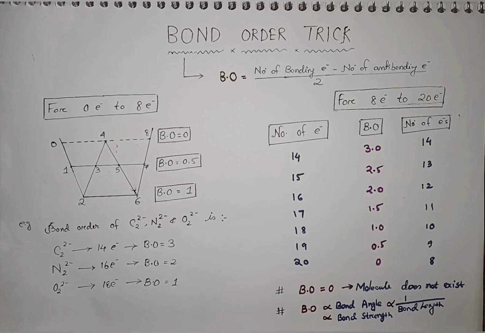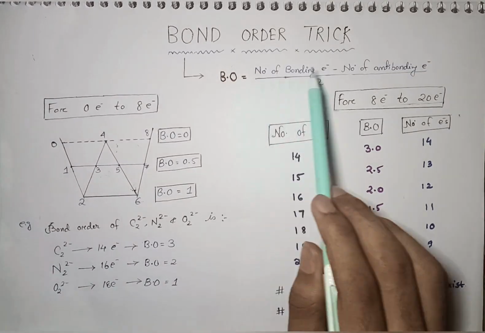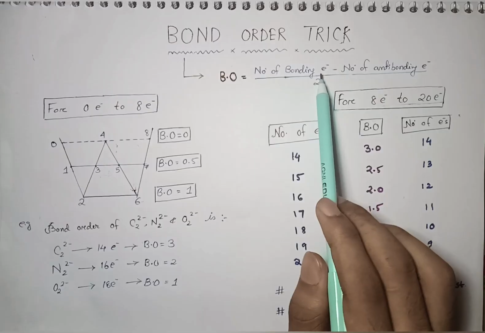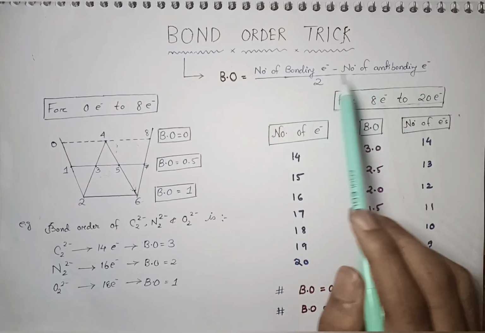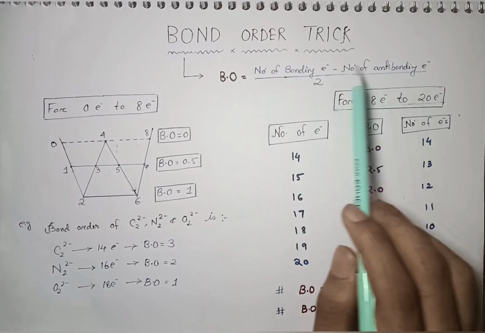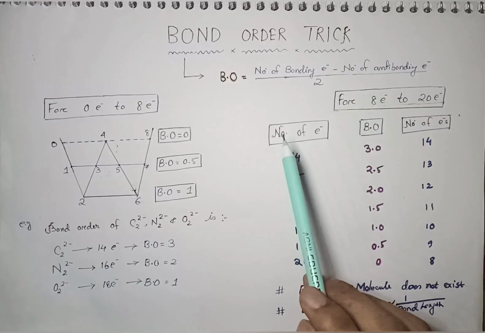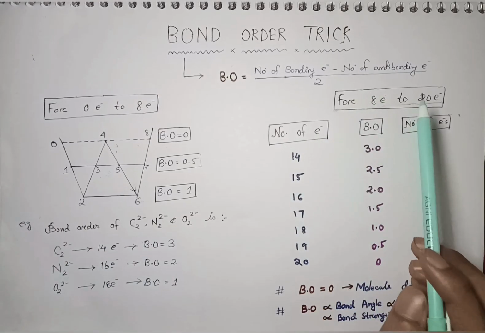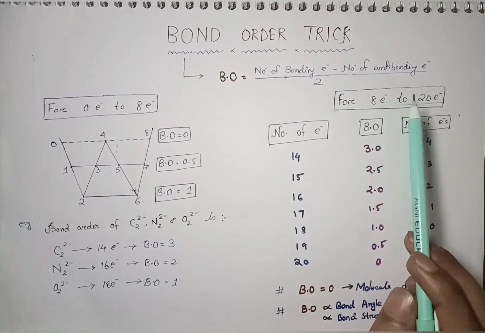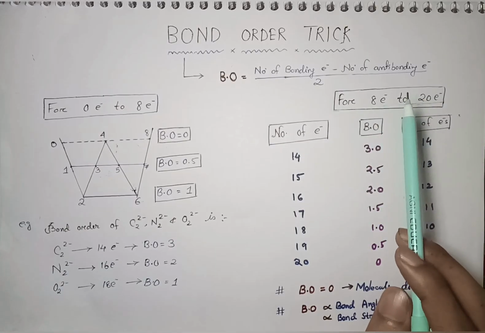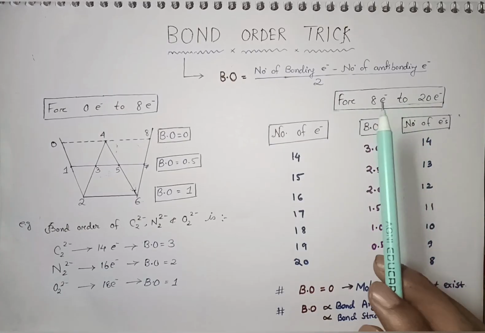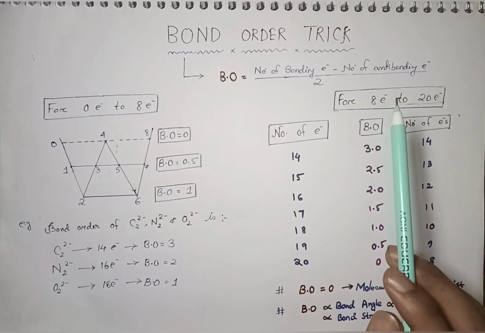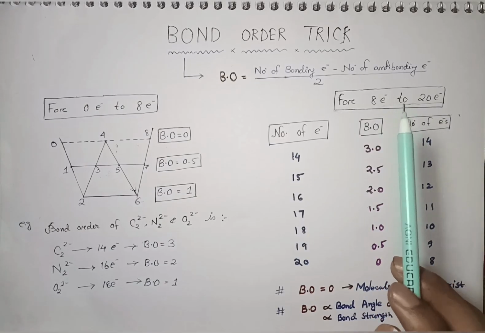So before starting the trick, I want you to know what is the general formula of bond order. As you can see, the general formula of bond order is number of bonding electrons minus number of anti-bonding electrons by 2. This is generally determined by drawing an MOT diagram first and then by calculating the number of bonding and anti-bonding electrons, and the bond order is found out. So let's see our trick, and let us see how you can apply this trick in the questions.